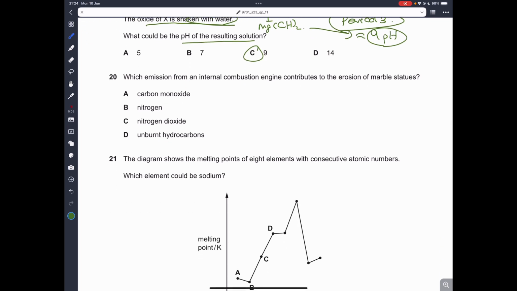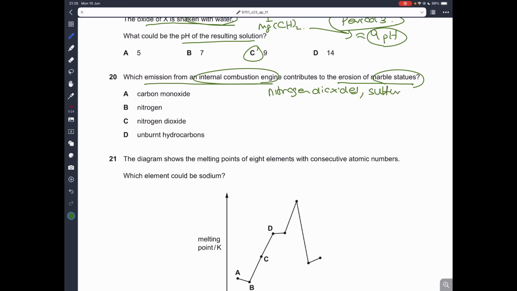Question 20. Which emission from an internal combustion engine contributes to the erosion of marble statues? Well, the emission of nitrogen dioxide, right? Nitrogen oxides, sulfur dioxide, right? But in the internal combustion engine, only nitrogen dioxide is produced, not sulfur dioxide. Therefore, nitrogen dioxide reacts with water to form nitric acid. This is the substance that erodes the marble statue. So nitric acid, therefore, C is the correct answer.